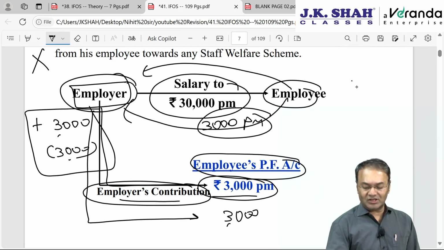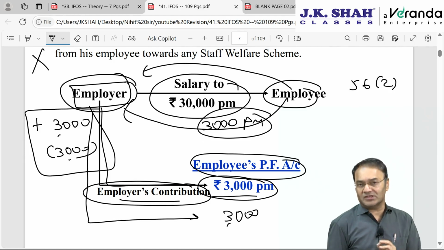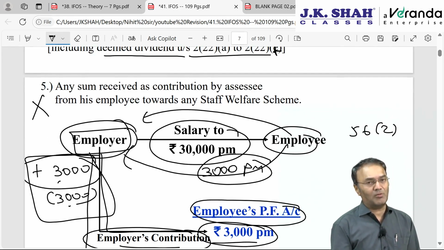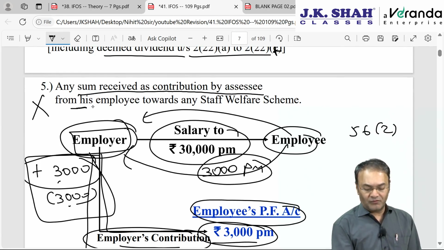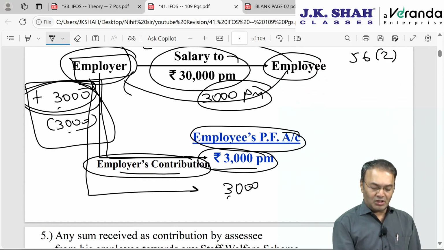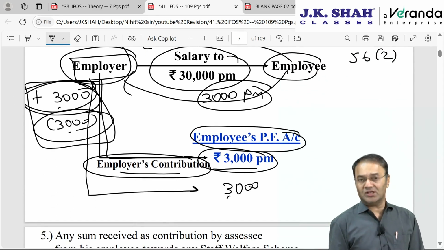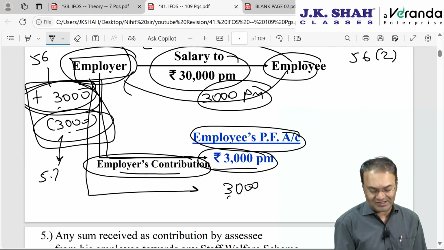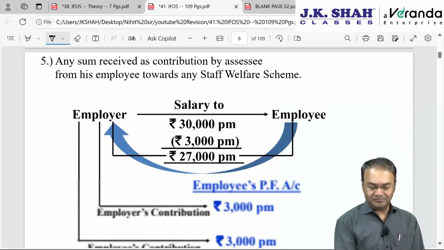Right now we are discussing 56(2), which is titled as which incomes are taxable under this head. Section 56 is a charging section, so this 3,000 right now will be added to the income of the employer. Sum received by the employer as a contribution from his employee towards a staff welfare scheme. Right now add 3,000, later on 3,000 will be deducted. 3,000 will be added under section 56, which we are doing right now, and 3,000 will be deducted under section 57 when we come to that.